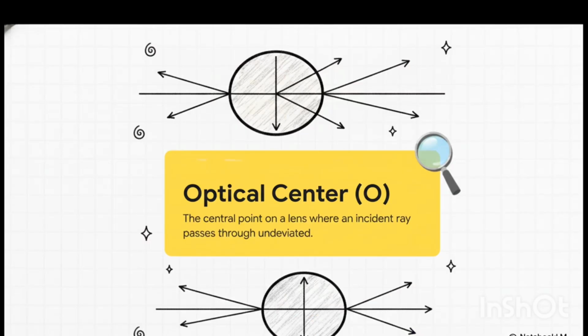But before we start mapping out exactly how light travels through these lenses, we have to identify a critical safe zone. Right in the very center of the lens, sitting directly on the principal axis, lies the optical center, marked as O. Think of this point as a physics loophole. Any incident ray of light that passes directly through this optical center is going to go straight through the lens completely undeviated. It doesn't bend at all. It just keeps marching forward on its exact original path.